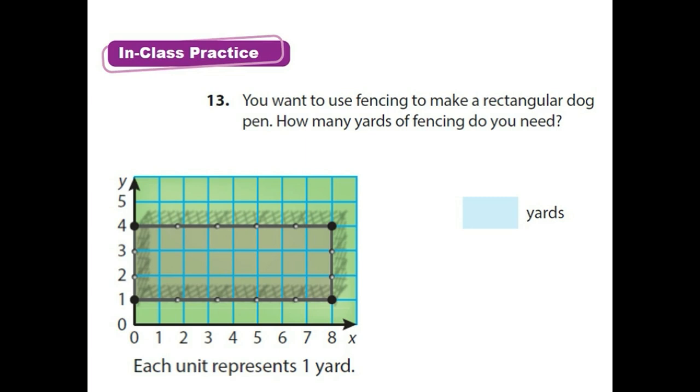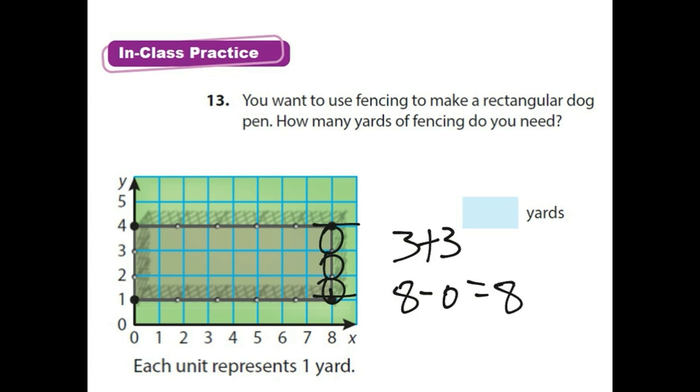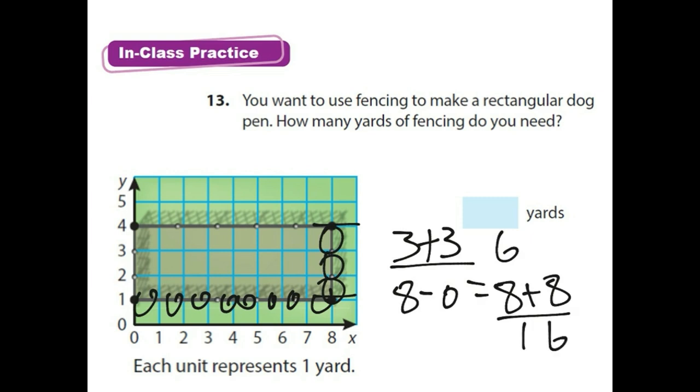Alright, so we've got 4 minus 1, that's going to be 3, or you can just look at that and have 3. So we have 3 plus 3, or 3 times 2. And then we have 8 minus 0. 8 minus 0, that's going to be 8. Well, we can do 1, 2, 3, 4, 5, 6, 7, 8. And that's going to be 8 plus 8. So 6 and 16. 16 plus 6 equals 22. So 22 yards.